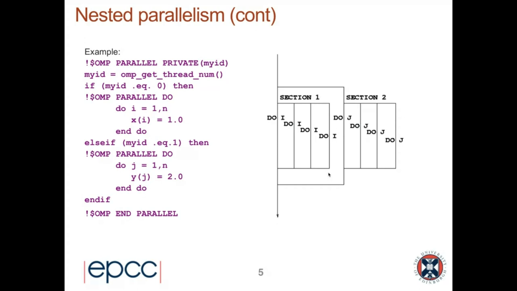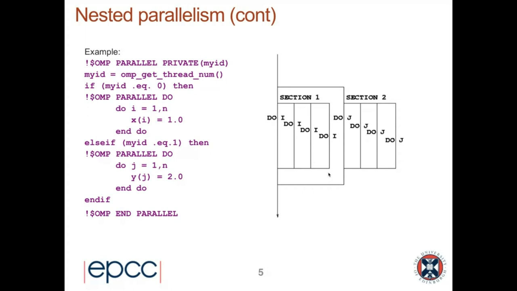So as a simple example, suppose we have two completely independent loops here. If you just ignore the OpenMP directives and look at the two do loops, I have the do I loop, which writes some values into an array X. And then I have a do j loop, which writes some values into a different array, which is y. Because those two loops are completely independent of each other, I could consider executing those two loops in parallel on different sets of threads.